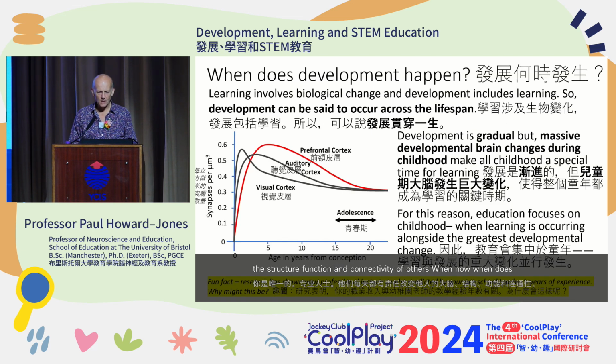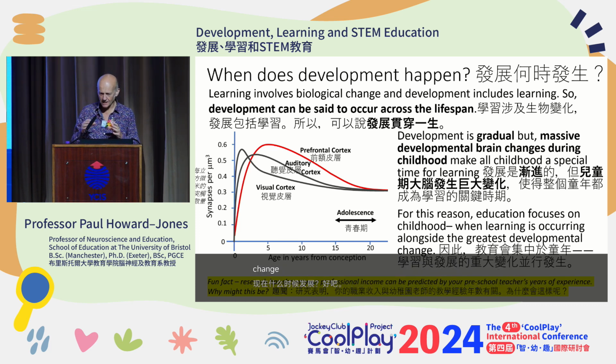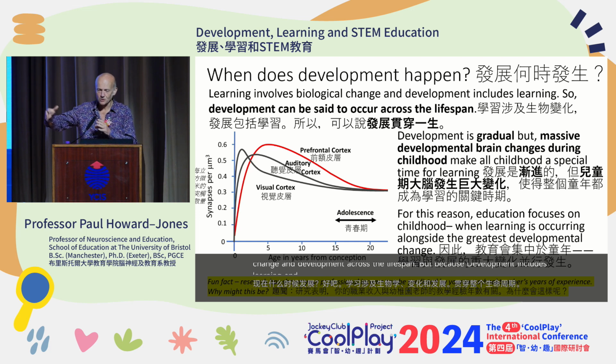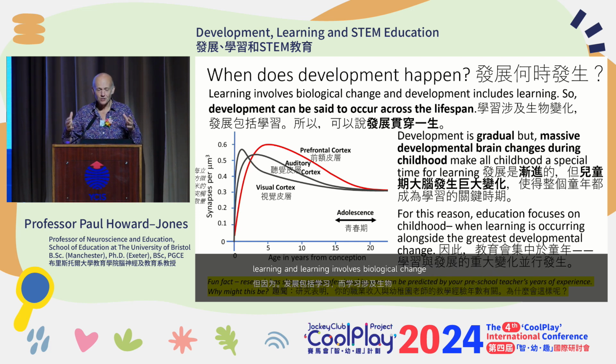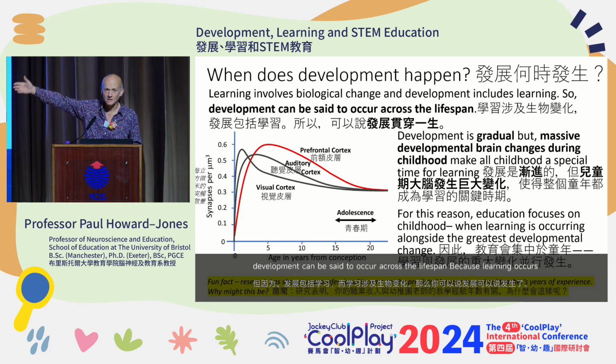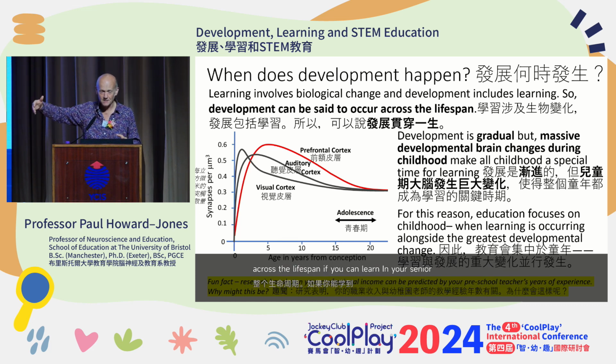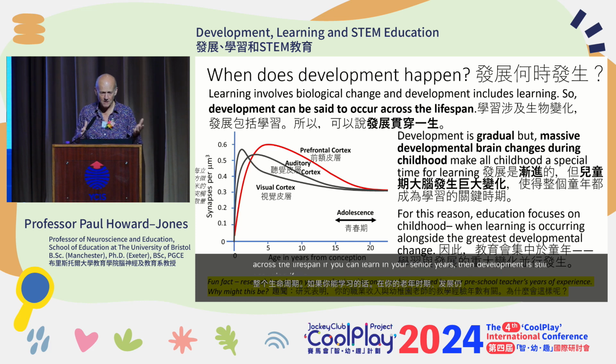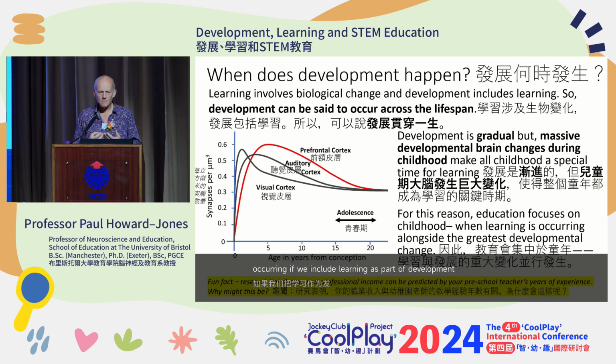When does development happen? Well, learning involves biological change and development across the lifespan. Because development includes learning and learning involves biological change, you could say that development occurs across the lifespan, because learning occurs across the lifespan. If you can learn in your senior years, then development is still occurring if we include learning as part of development. But there are particular times when there are biological changes occurring which make you more sensitive to learning.